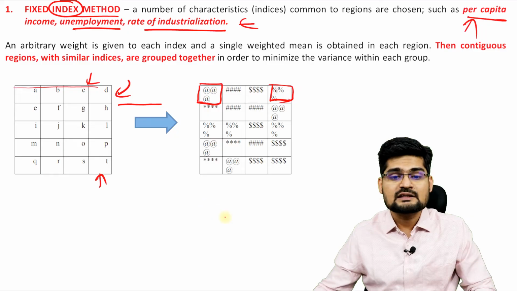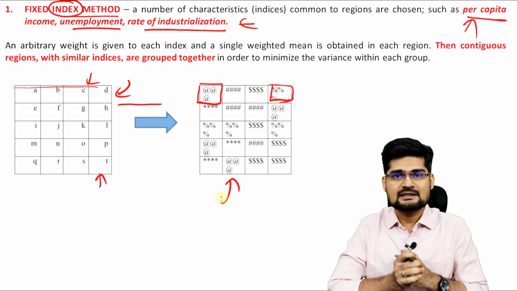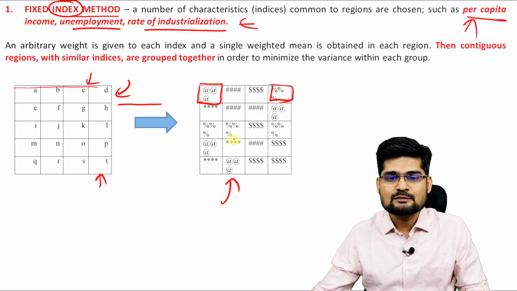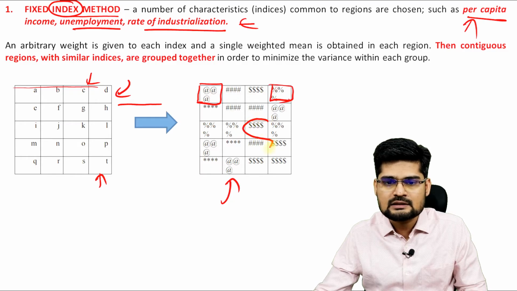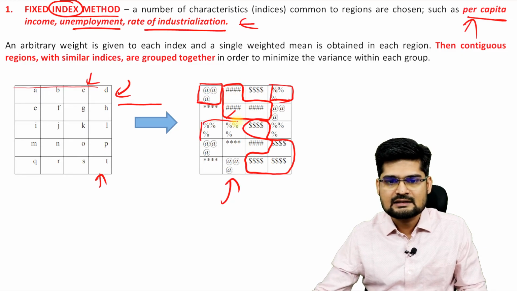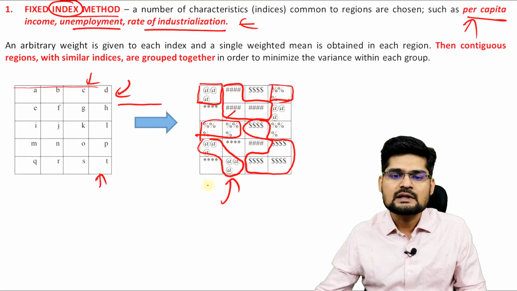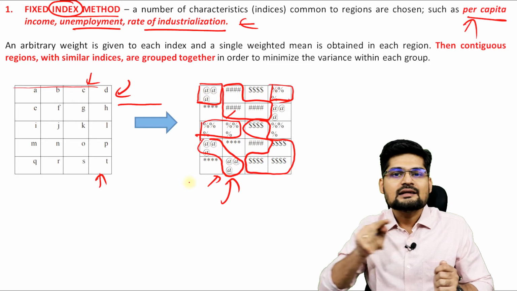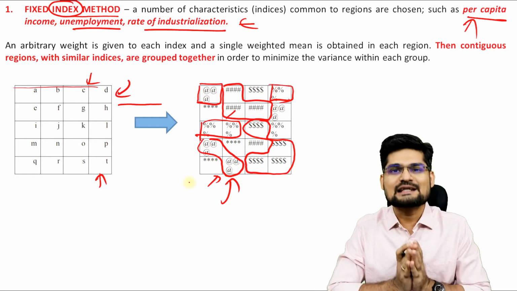So now after this is available, fixed index is available, what do we do? We can simply say that this is one region which has one characteristic. Right? Similarly, this is one region here which is different. Now this is another region here which is different. Right? So this is how small units and regions can be delineated on the basis of fixed index criteria.